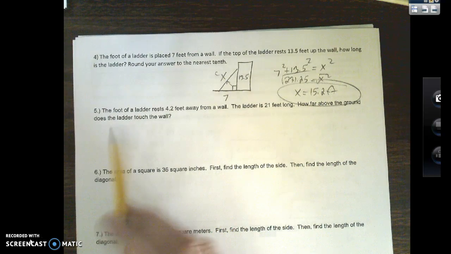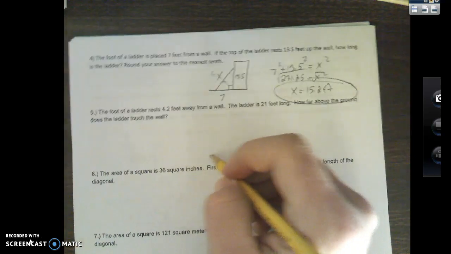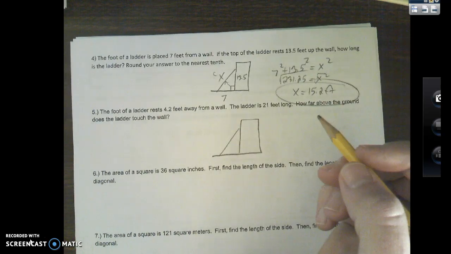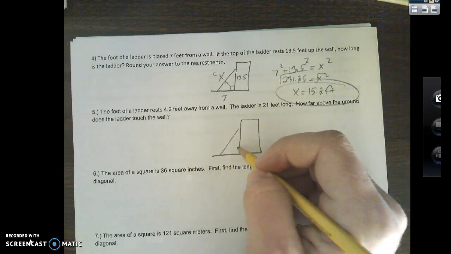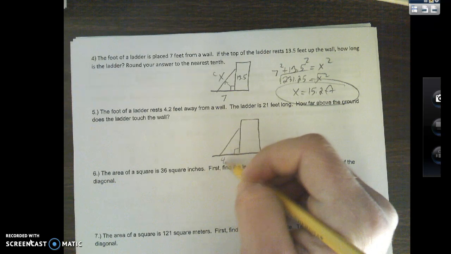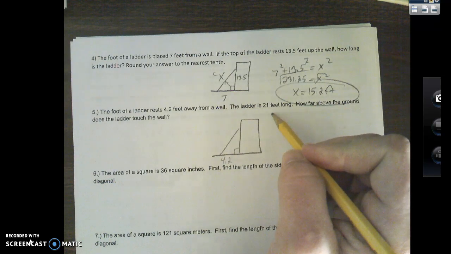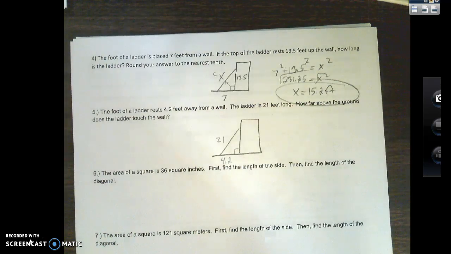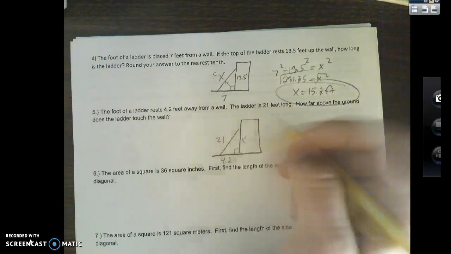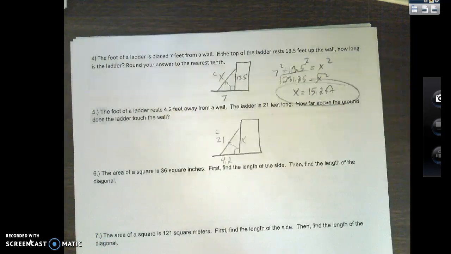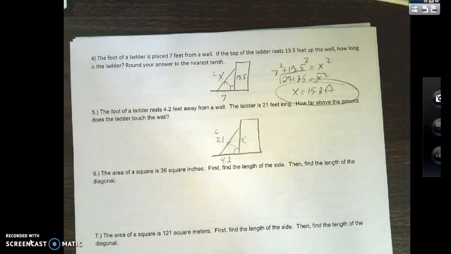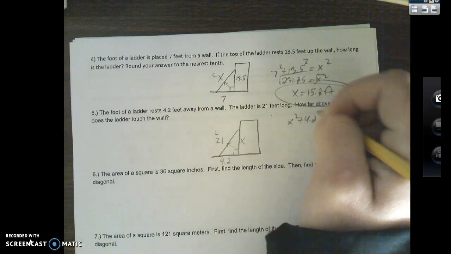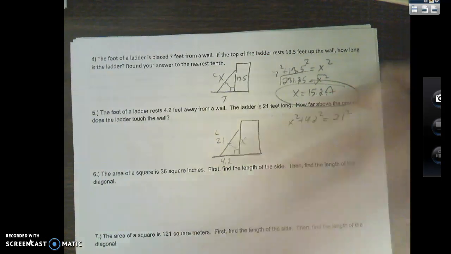The foot of a ladder rests 4.2 feet from a wall. Ooh, this sounds very similar. Okay, so there's my building. There's my ladder. Here is my 4.2. The ladder is 21 feet long. So that's 21. Now this is my x. Okay, so if I go across, notice that now 21 is c. So if we take a look at this, we're looking at x squared plus 4.2 squared equals 21 squared.